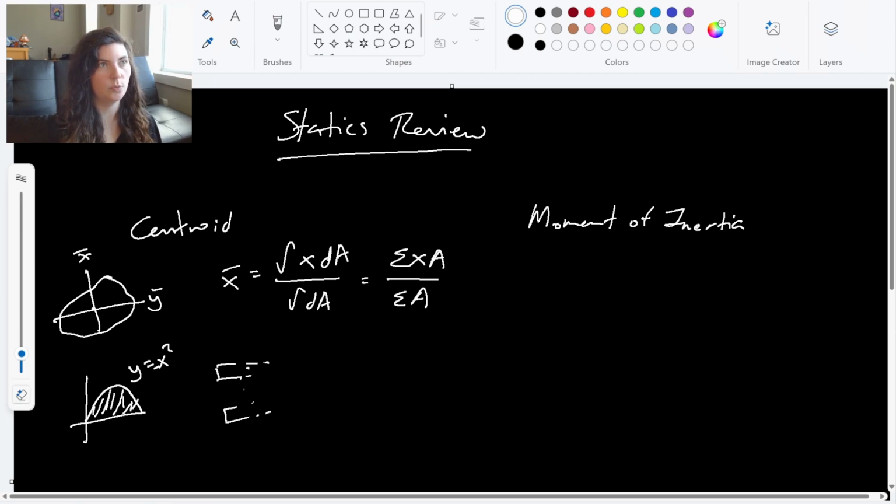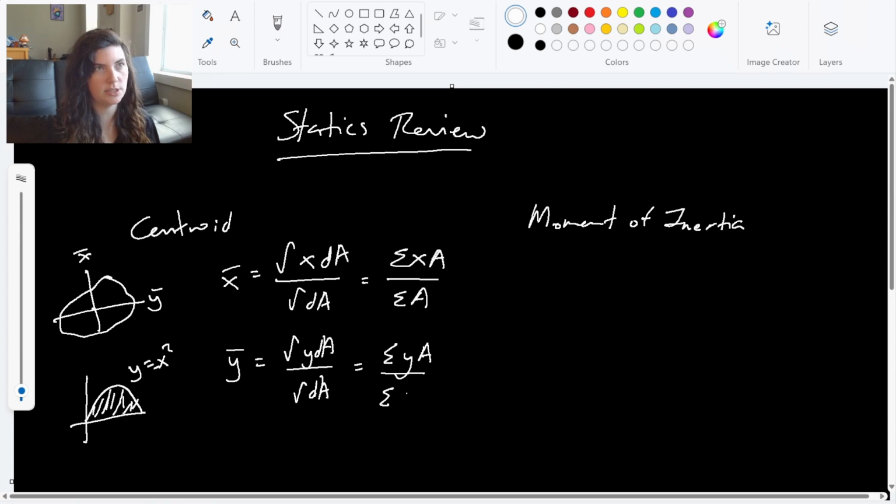So that's our X centroid, and our Y centroid is exactly the same. You just sub out the X's for Y's. So Y bar, or Y centroid, is the integral of Y dA over the integral of dA. Or same thing, just the summation of the Y centroids of each shape times A, all over the summation of all of the areas. These are our centroid equations.